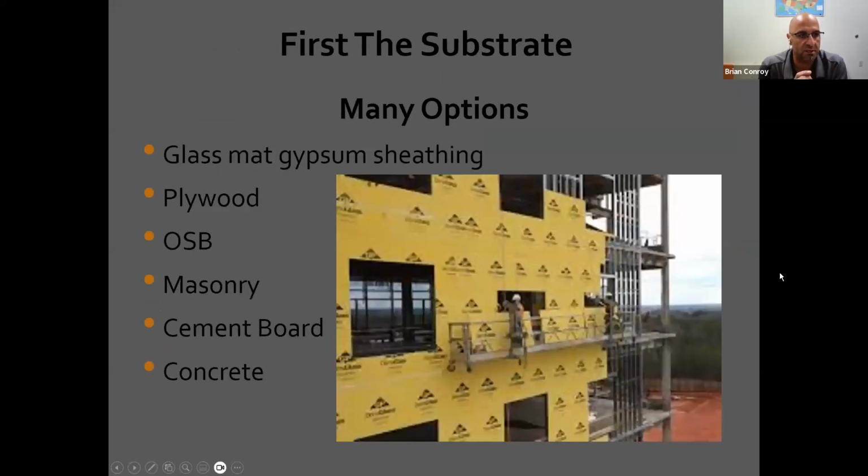So if we start with the substrate first, there are many options that are out there. The glass mat gypsum sheathing, I would say, is probably one of the most prominent ones that is there. The plywood would be next. The other one I like to highlight, in a way to say, please try not to use this, is OSB. It is out there. It is a cheap option. I would say it's not the best option. It is one that takes in more of a liquid applied membrane than anything else. And so it is one of those things to be really leery of.